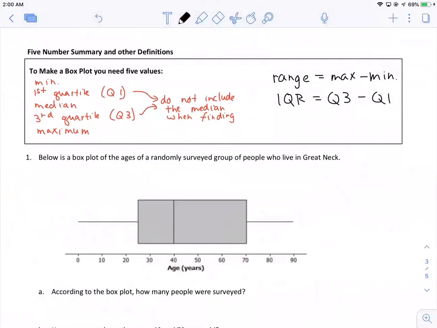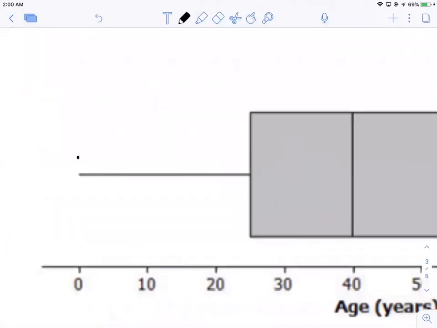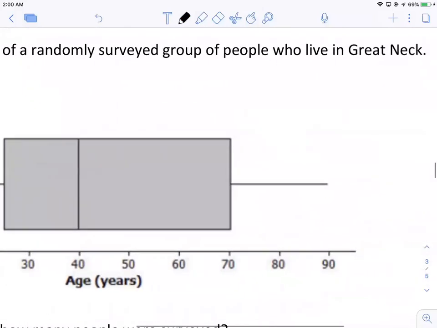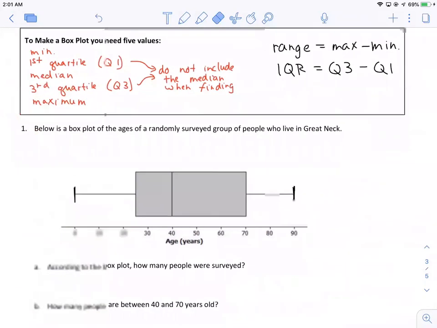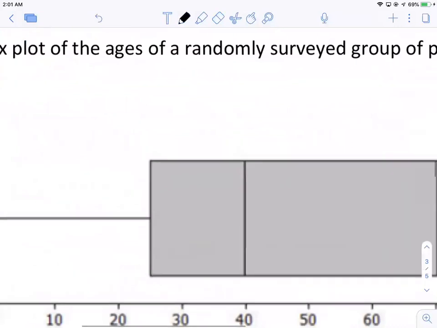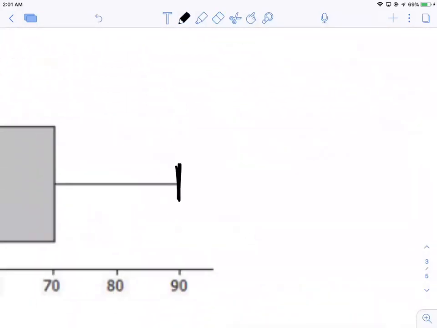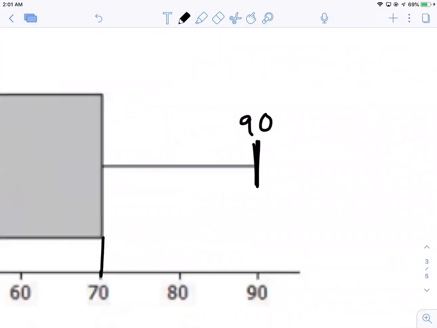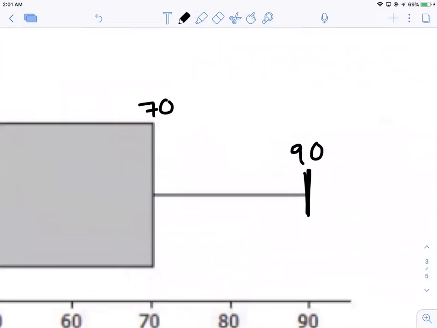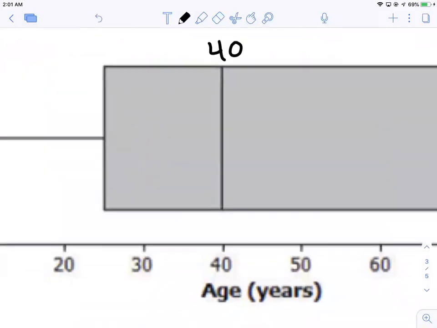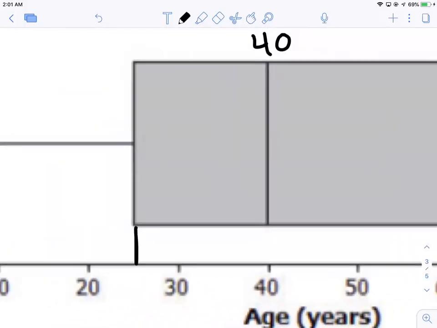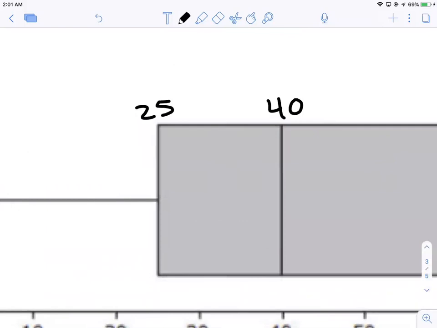So below is a box plot of the ages of a randomly surveyed group of people who live in Great Neck. It looks like there are some 0-year-olds, so some newborn babies. And of course, we have some elderly folk that looks to be around 90 years of age. I like writing out the numbers myself just to get an approximation. I think that looks like 70 to me, right? That's the third quartile. The median looks to be around 40. The first quartile looks to be around 25. And that's that.